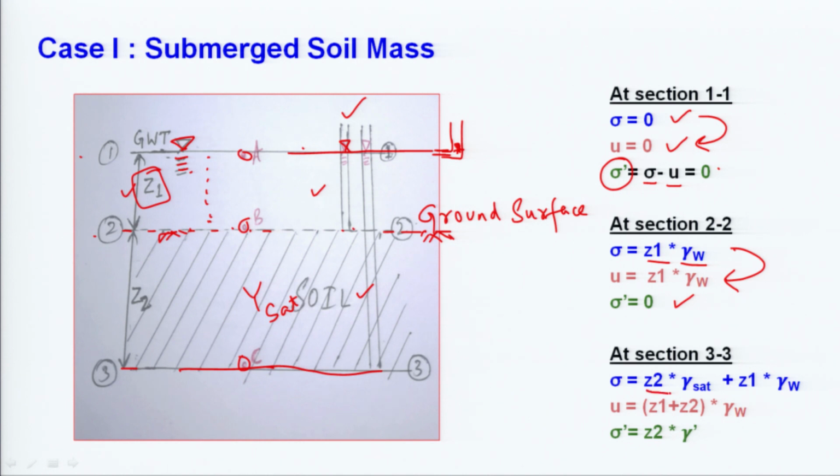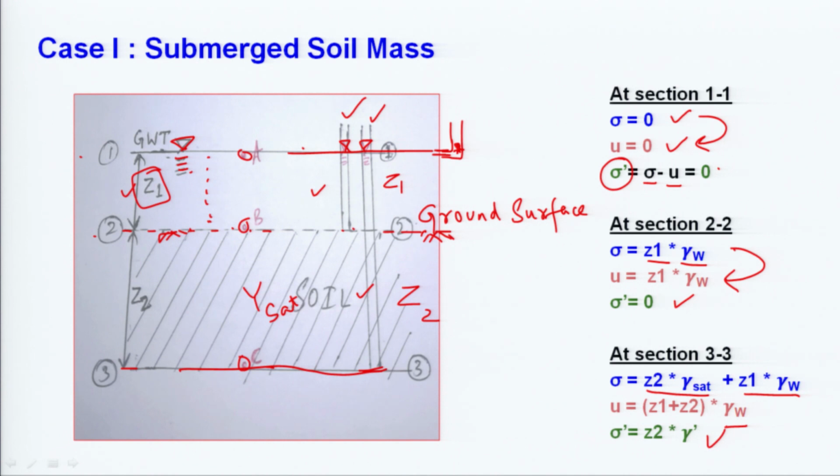So, we take Z2 into gamma saturated, that is the section between 2 and 3, and take the very first one, this 1 to 2 here. It is the water which is exerting some force on this layer. So, Z1 into gamma W, that is here. Now, if we place a piezometer at this section, we get the rise till the water table level. So, the total height is Z1 plus Z2, and the pore water pressure is Z1 plus Z2 into gamma W. When we subtract it, we come out to be Z2 gamma dash. So, how is it Z2 gamma dash?